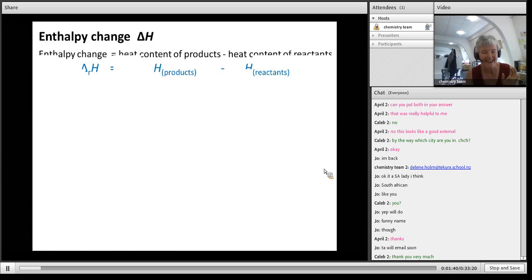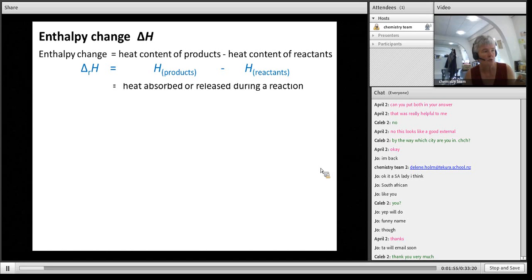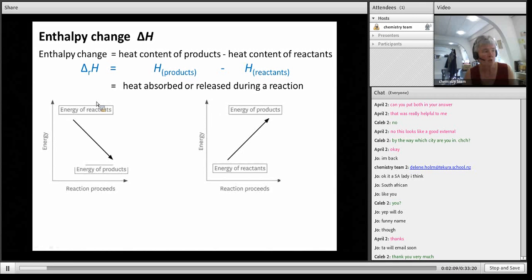Now, the enthalpy change, as I say, enthalpy is just a fancy word for heat, is we're looking at the energy of the products compared to the energy of the reactants. So we always subtract the energy of the reactants from the products, and that gives you the amount of energy that's been removed or taken up. So has heat been given off or been taken up, or absorbed or released?